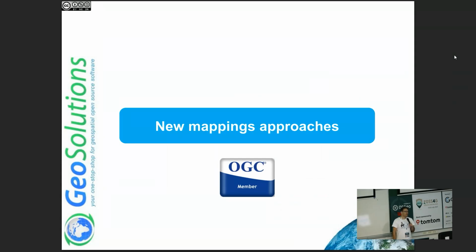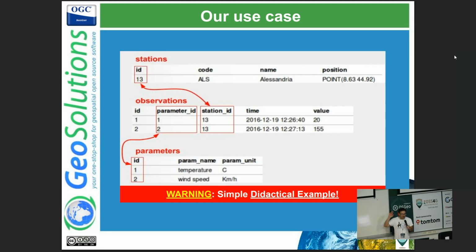Now, this is a pain. I'll be very honest, it's a royal pain to do. So we started working on new approaches to do that. Again, our use case is a simple didactical example, but you have the idea. A station provides observation and measurement through certain parameters, and we have the observations at a certain time. The temperature is this value, or the wind speed is that value. So classic agrometeorological data.